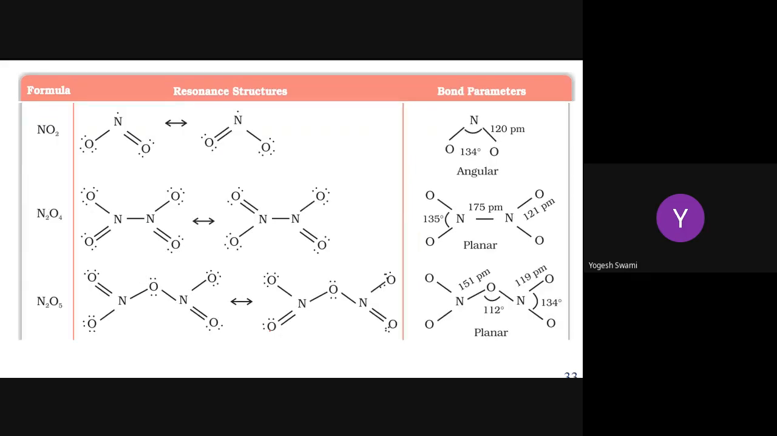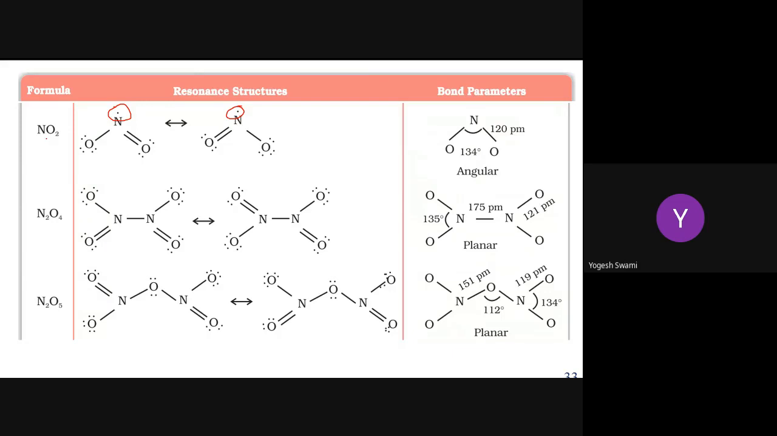Next one is NO2. Look at the NO2. Again, one unpaired electron is present there. So NO2 is also a, which type of compound? Paramagnetic compound. NO2 is a paramagnetic substance.